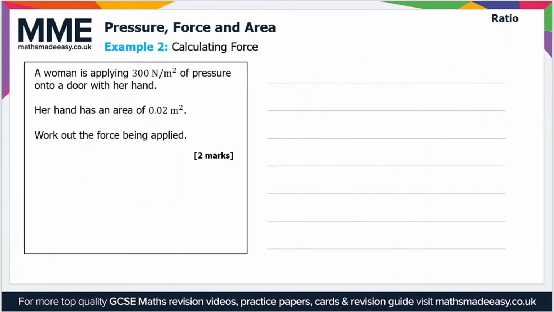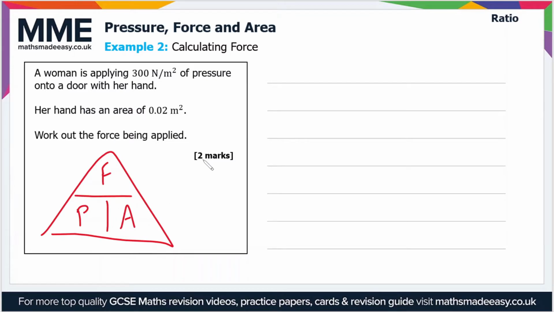So moving on to a second example, we're calculating the force this time. So a woman is applying 300 newtons per metre squared of pressure onto a door with her hand. A hand has an area of 0.02 metres squared, and we have to work out the force being applied. Once again, we'll draw out the triangle. So pressure is force divided by area. So this time we want the force, and so we multiply the pressure and the area together. So we've got 300 newtons per metre squared times 0.02.